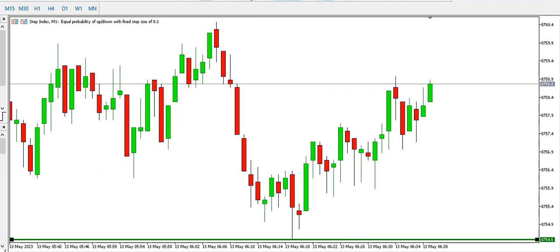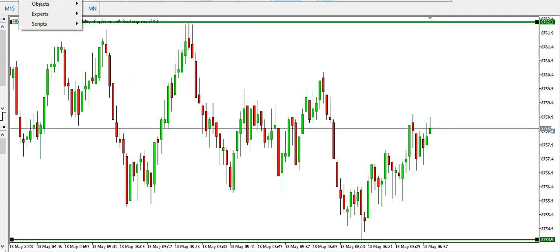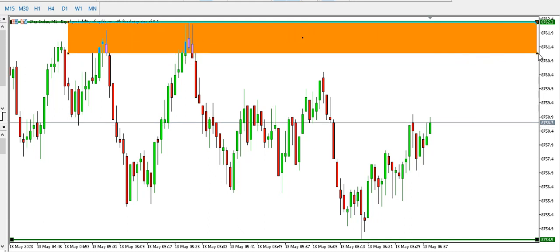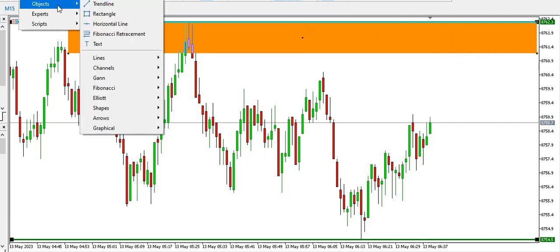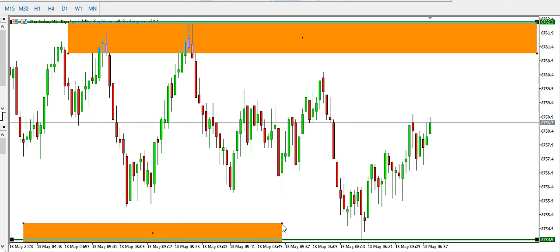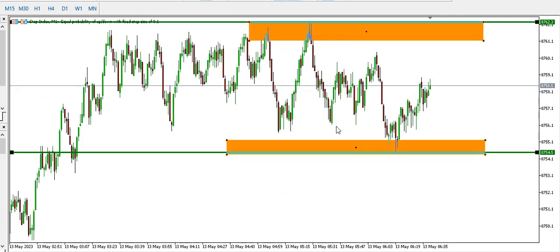1 minute time frame, still ranging. Price is ranging on the 1 minute time frame. So wait for a range breakout on step index before you take a decision. And if you are a range trader, you could just place your buy limit at the range low and your sell limit at the range high and try to scalp and make some profit. Okay, so that's that for this particular video.